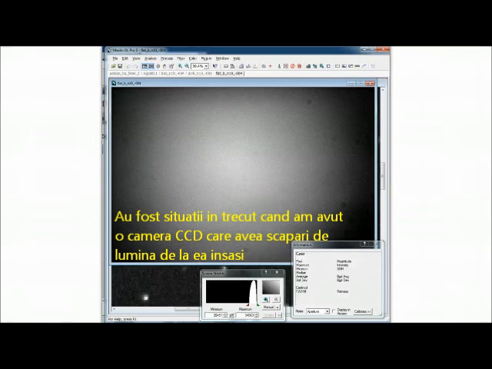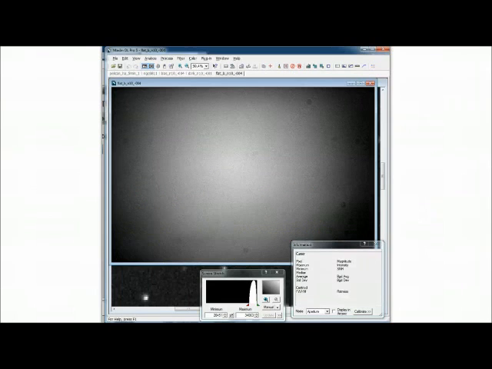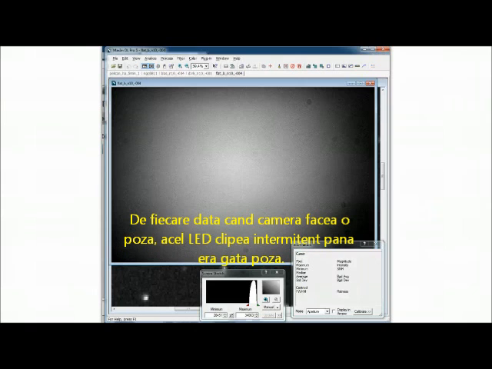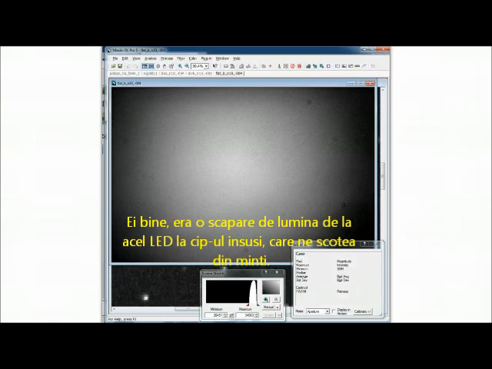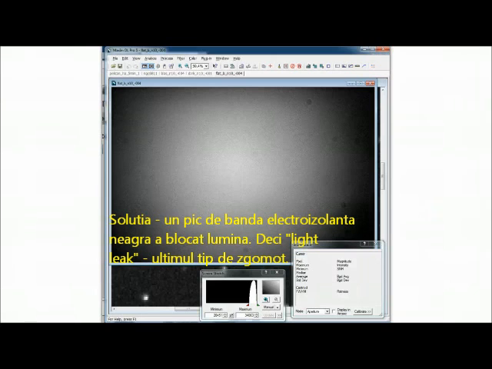There have been instances in my past where I've had a CCD camera that had leaks within itself. It actually had an LED located on its motherboard inside the camera, and every time that the chip started to take a picture, it would blink this red LED on and off until the exposure was complete. Well, there was a light leak between that LED and the chip itself, which was driving us crazy. The solution, a little bit of black electrical tape, blocked the light. So, light leaks, the last type of noise.